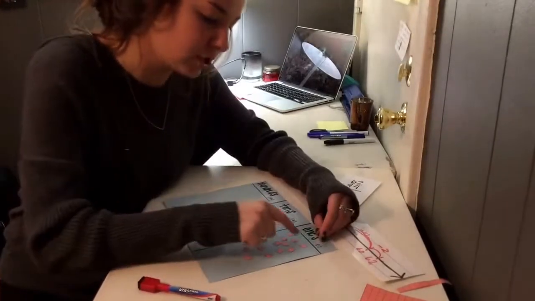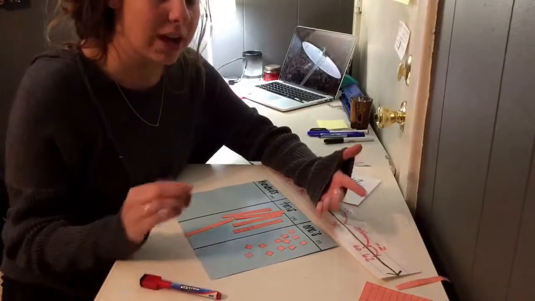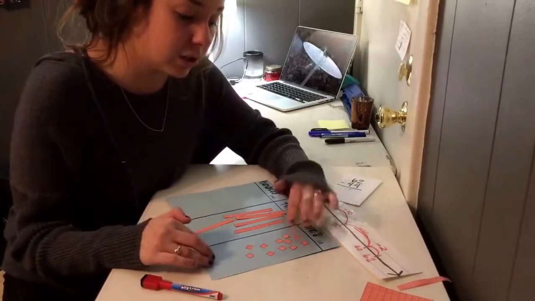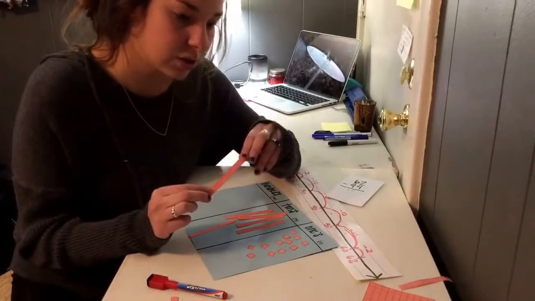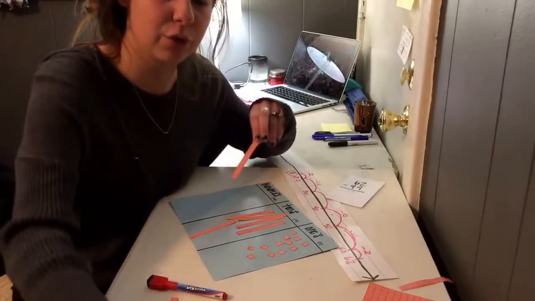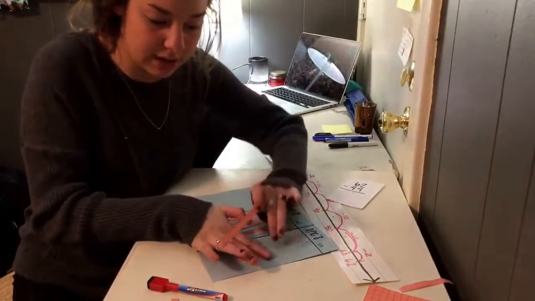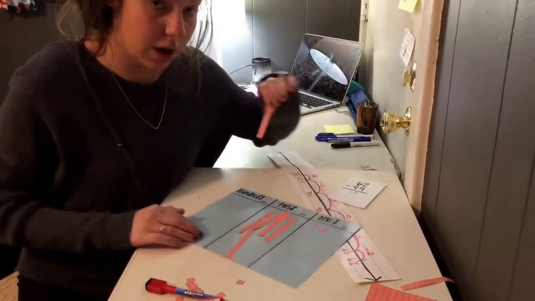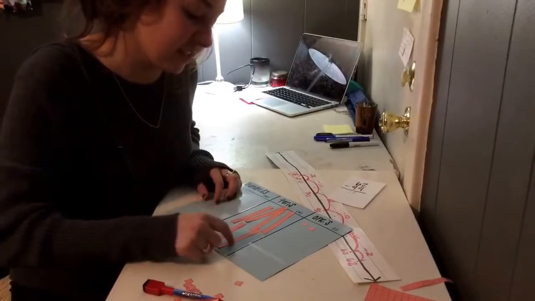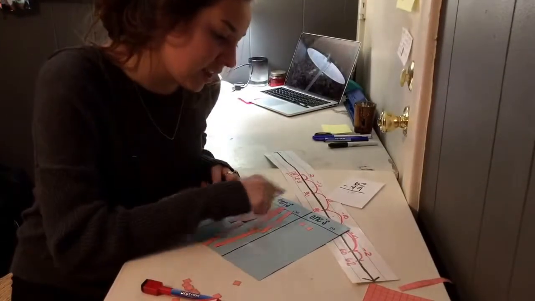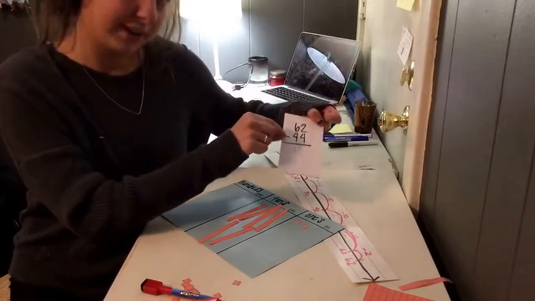But now that we have 1, 2, 3, 4, 5, 6, 7, 8, 9, 10, 11, 12 ones, we can regroup these units to make 1 rod. So we are regrouping a group of 10 ones to make a group of 10, which is 1, 2, 3, 4, 5, 6. 6 tens and 2 ones, which is 62. So that would be 18 plus 44 equals 62.